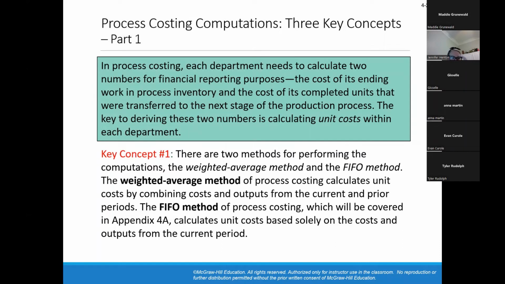Okay, so the computations. In process costing, each department needs to calculate two numbers for financial reporting purposes: the cost of its ending work in process inventory and the cost of its completed units that were transferred to the next stage of the production.